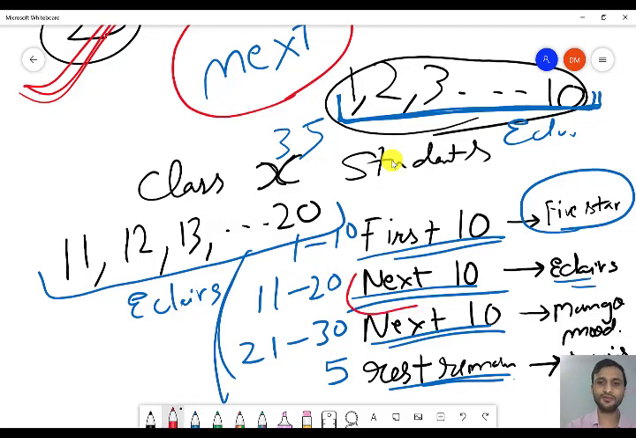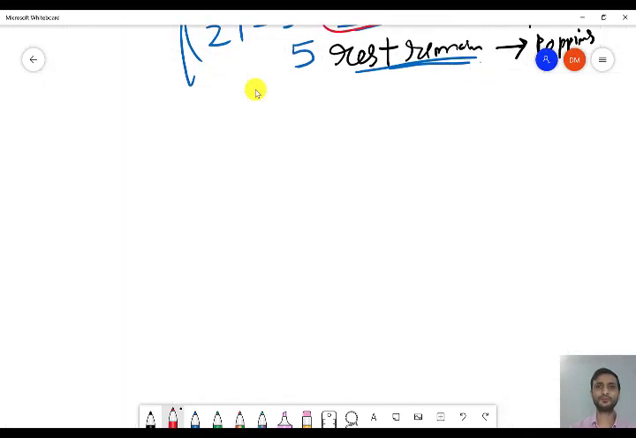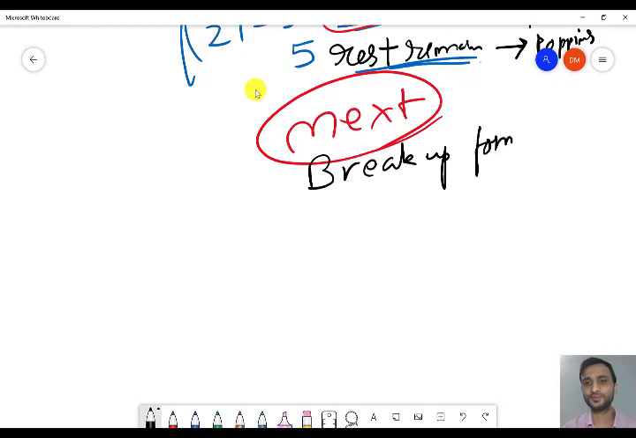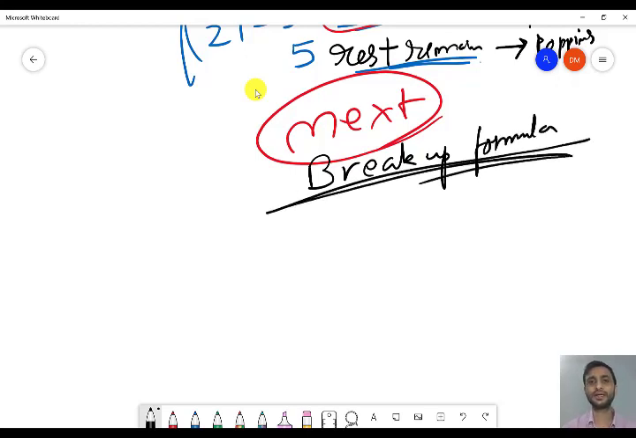So this is the meaning of the word next. In this case, 1 to 10 is the first part, and next 10 means 11 to 20. The next part is called the next. Okay, so have you understood what next means? Now, to solve a program which contains the word next, in this type of program we are going to use a concept called the breakup formula.